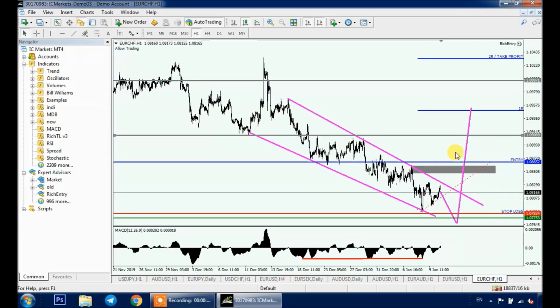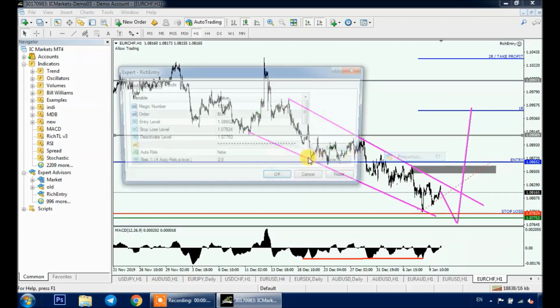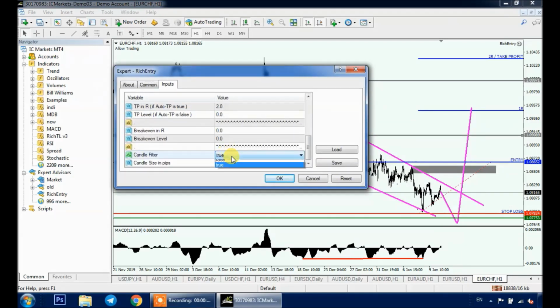from entry. And if candle filter is false, then the EA will enter the trade no matter how big the candle that activates our trade.